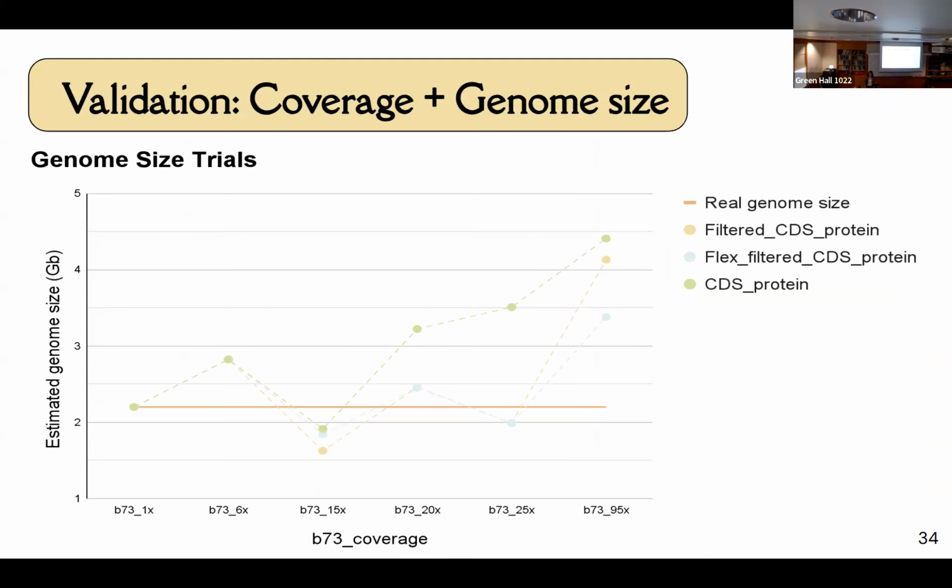To test this idea, I pulled 6 different sequencing runs of the same inbred line of maize, B73, which should have the exact same genome size. The only thing that's different is who made that genome, who sequenced that genome. And I trialed it at 6 different coverage amounts from 1x to 95x. I also trialed several different single copy conserved gene libraries to estimate genome size. These are just the highest performing 3 libraries that I had.